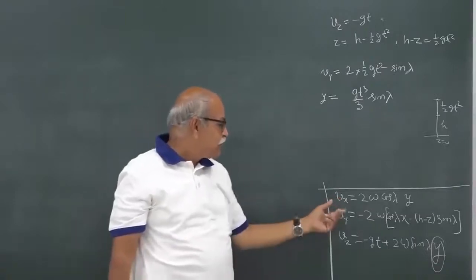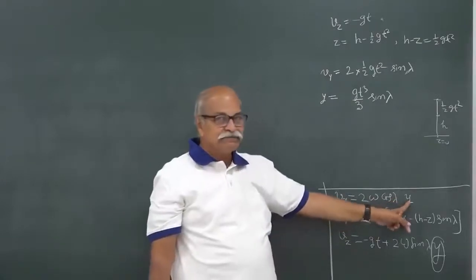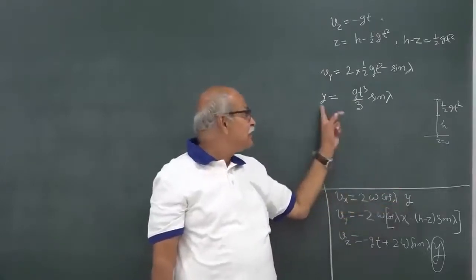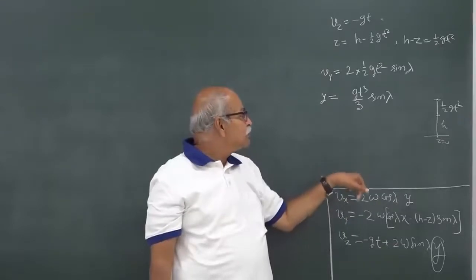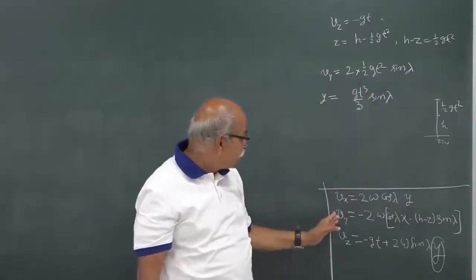What happens to x? V x is equal to 2 omega cos lambda times y. Once again, this y is coming only because of omega. Where is my omega?